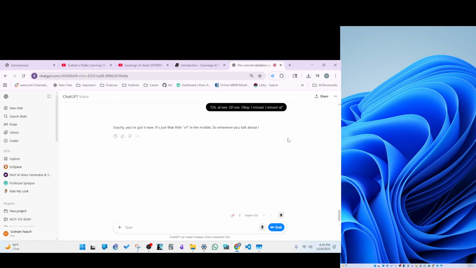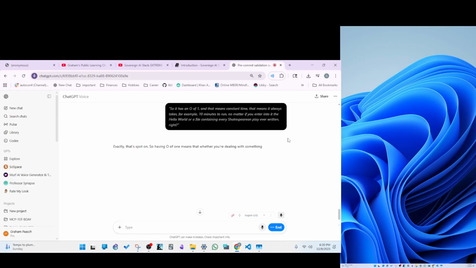So it has an O of one, and that means constant time. That means it always takes, for example, 10 minutes to run, no matter if you enter into it hello world or a file containing every Shakespearean play ever written, right? Exactly, that's spot on. So having O of 1 means that whether you're dealing with something tiny or something huge, the time it takes stays the same. So yeah, if it takes 10 minutes with a small input, it'll still take about 10 minutes with a massive one. You've got the concept down perfectly.